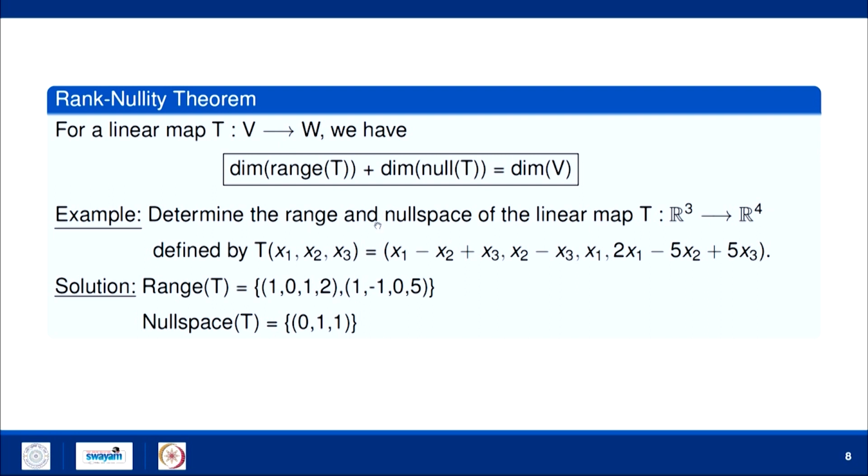Determine the range and null space of the linear map from R^3 to R^4, where the field is the field of real numbers, defined by T(x1, x2, x3) = (x1 - x2 + x3, x2 - x3, x1, 2x1 - 5x2 + 5x3). So, let us do it.